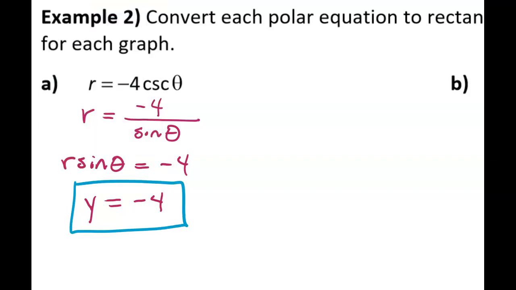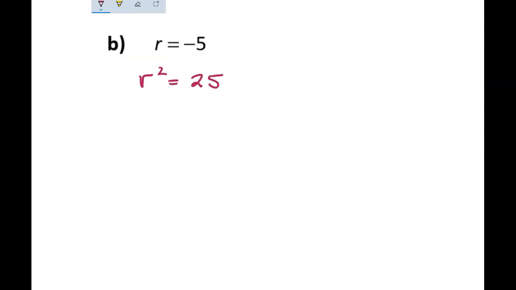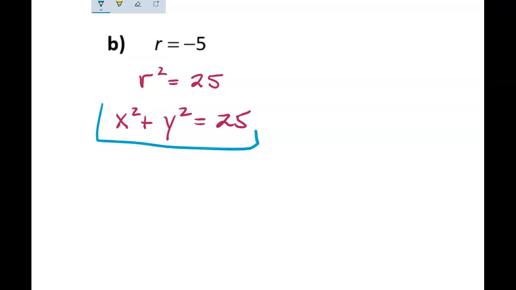All right, let's check out b. r is equal to negative 5. You might already guess from this one that it's the equation of a circle. All the points that have the same radius are the same distance from the pole. And so the easiest way to convert this one algebraically is to square both sides. r squared is equal to 25, and then replace that r squared with x squared plus y squared. And now you have the equation of a circle centered at 0, 0 with a radius of 5.